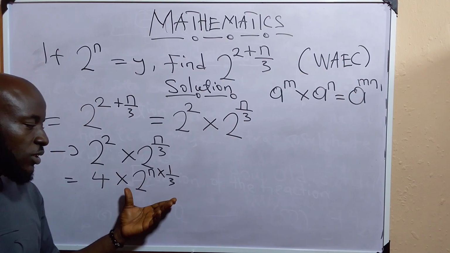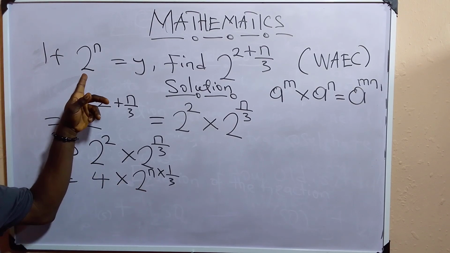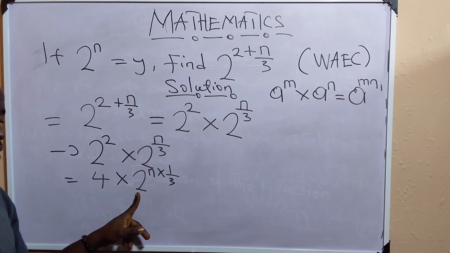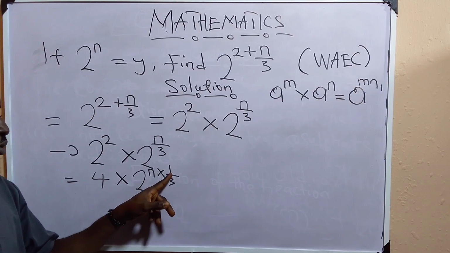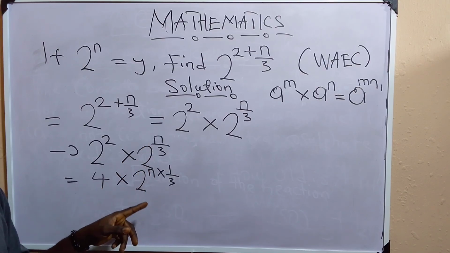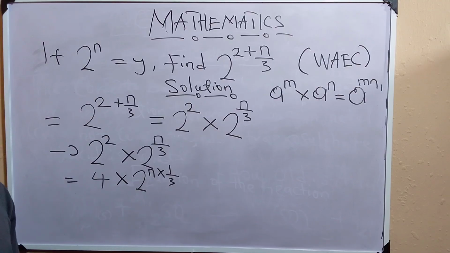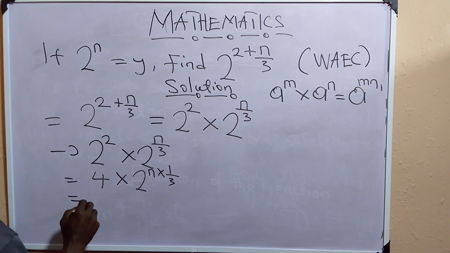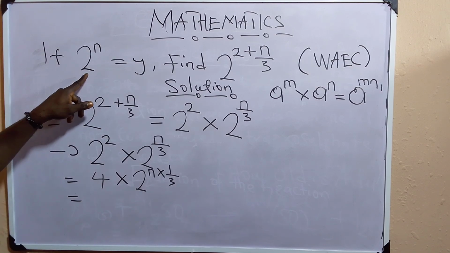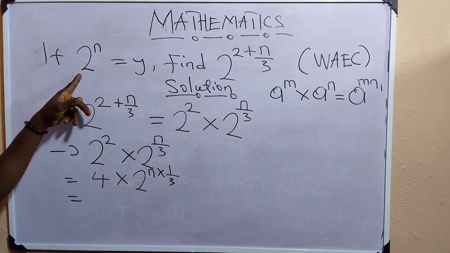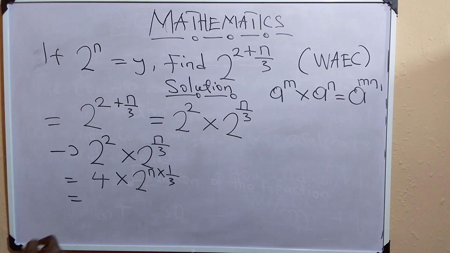Remember, why I'm splitting it here is because you are given that 2 raised to the power of n is equal to y, so that we'll be able to get what we are looking for. Are we there? So that's why 2 raised to the power of n multiplied by 1 all over 3 is still the same thing as 2 raised to the power of n all over 3, because 1 times n is n all over 3. Are we there? So from this place now, remember that our 2 raised to the power of n, the value was given as y. So anywhere you see 2 raised to the power of n, you put y.